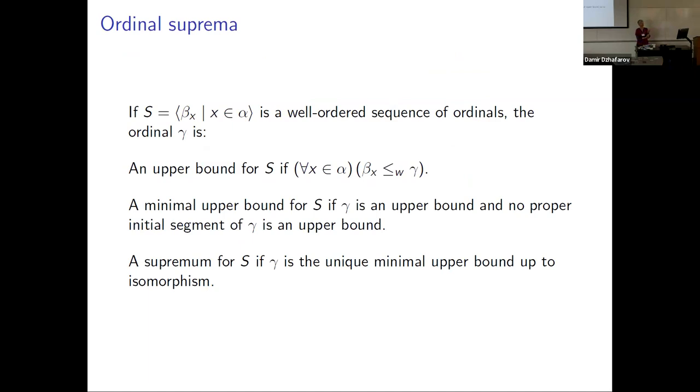Okay, so now we're going to talk about suprema. And in particular, we're going to look at suprema of well-ordered sequences of ordinals, because that was the theorem we were starting with. You can equally well talk about suprema of families of ordinals. An upper bound is an upper bound in the less-than ordering. A minimal upper bound is an ordinal that's an upper bound, but no proper initial segment is an upper bound. And a supremum is a unique minimal upper bound, unique up to isomorphism.